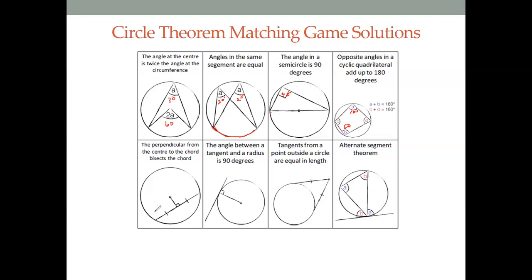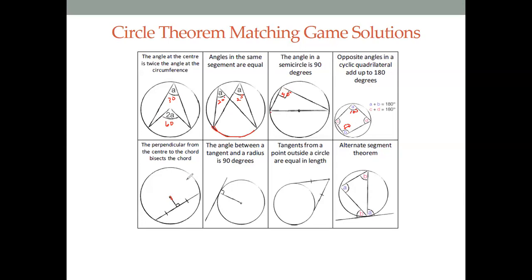The perpendicular from the center to the chord bisects the chord. Okay, so they are saying that if this is a radius and this is a chord, the radius will bisect the chord, right, into two equal parts. So that would have been like a perpendicular bisector.